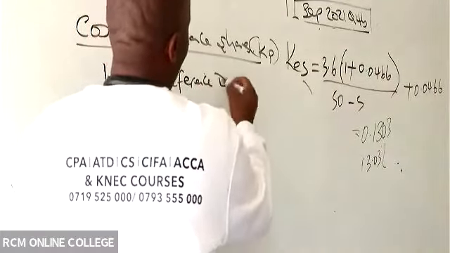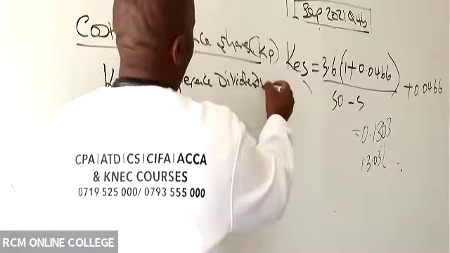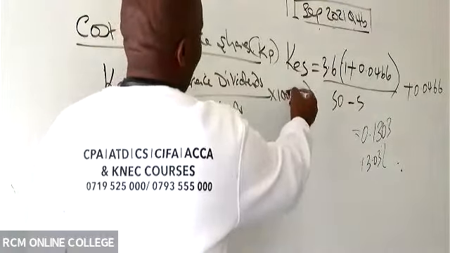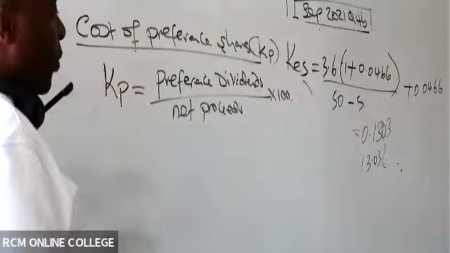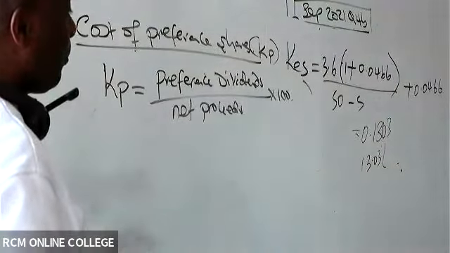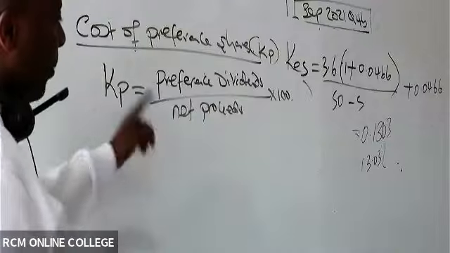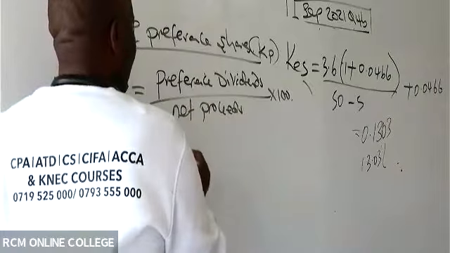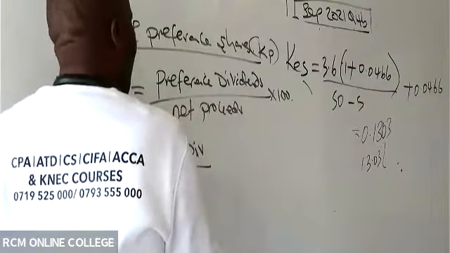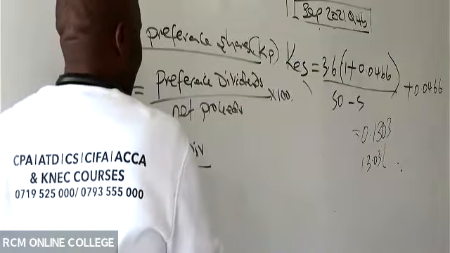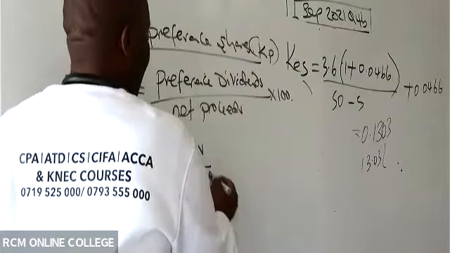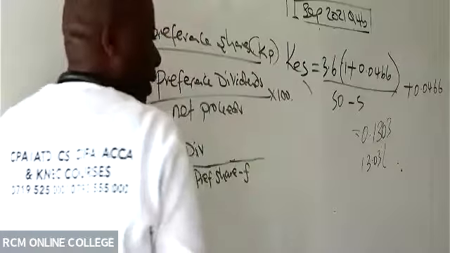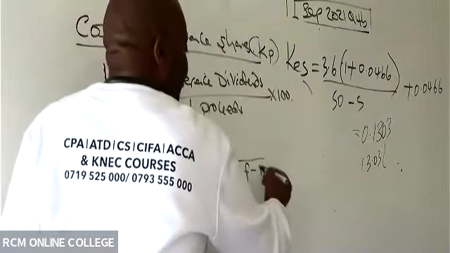over net proceeds times 100. What do you mean, Mwalimu, by net proceeds? What I mean here, ladies and gentlemen, is that I will take this preference dividend and divide it by the market value of the preference share, minus any flotation costs, minus any discounts.